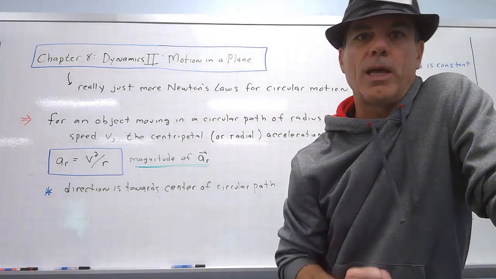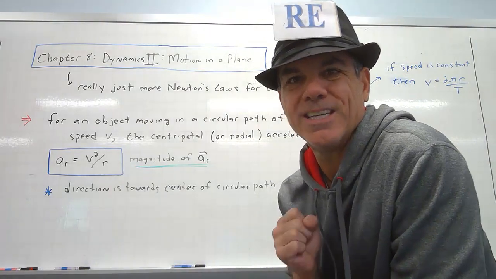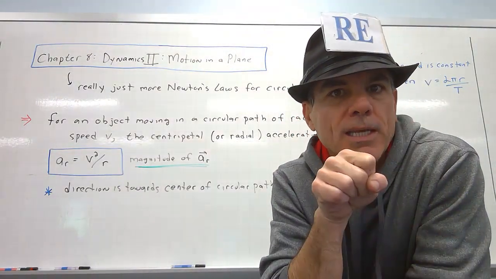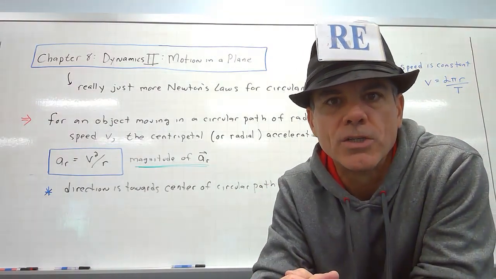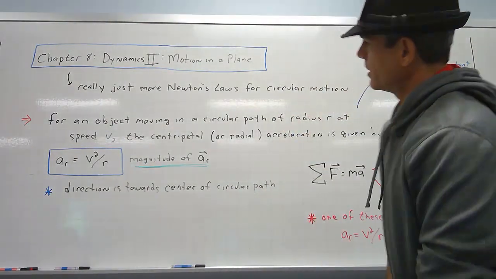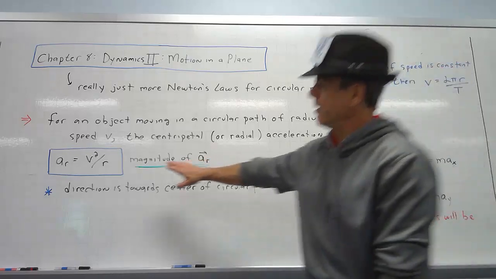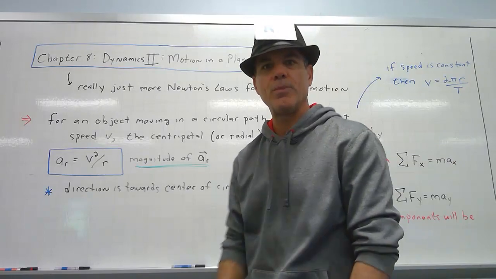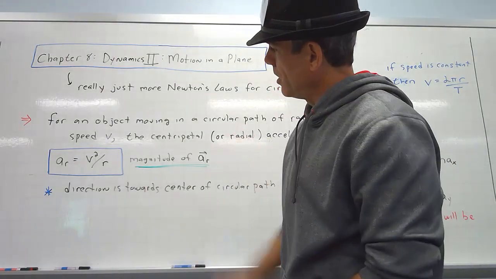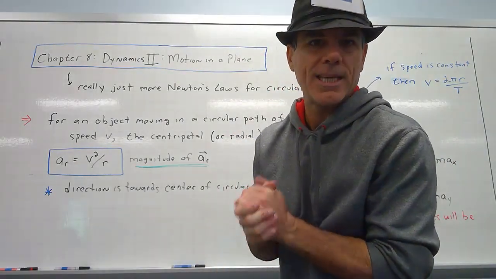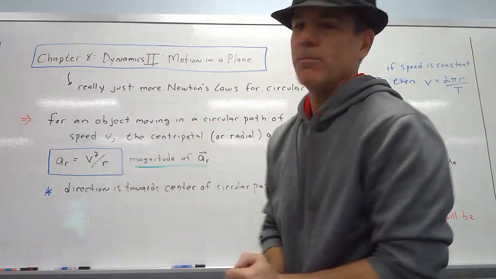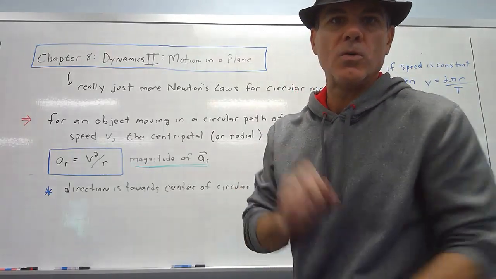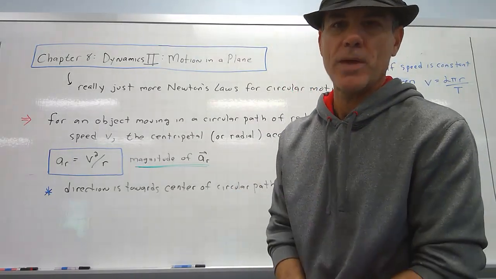But either way, if an object is moving in a circular path of radius r at speed v, it is accelerating because the direction is changing. The radial acceleration, we've seen this before, but the magnitude of it is v squared over r, where v is the speed in meters per second, r is the radius of the circular path in meters. That gives us the magnitude, in meters per second squared. The direction is always towards the center of the circular path.